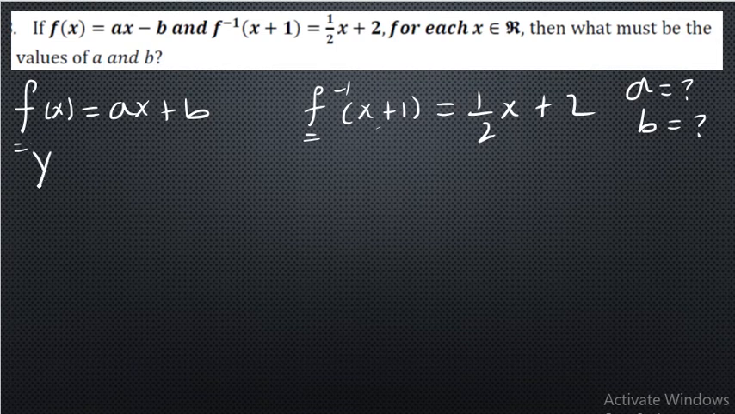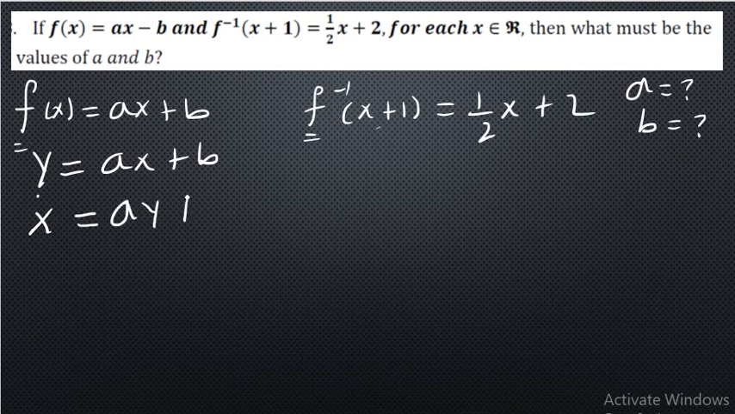F of x is the same as just y, which is equal to ax plus b. In the next step, in place of y, write x, and in place of x, you can write y. Ay plus b. Actually, it's not plus, it must be minus. So this is minus. And then try to make y the unknown.